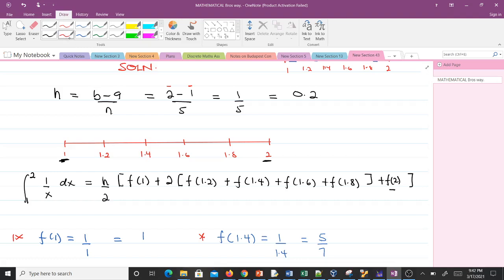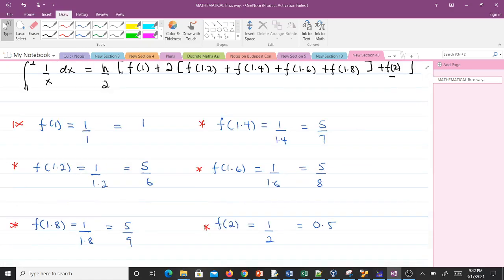So now let's compute our f of 1 to f of 2. So you know f of x is equal to 1 over what? x. So that means f of 1 will be 1 over 1, which is 1. f of 1.2 is 1 over 1.2, which is 5 over 6. f of 1.4, 1 over 1.4, which is this. f of 1.6 is this. f of 1.8 is this. And f of 2 is this.